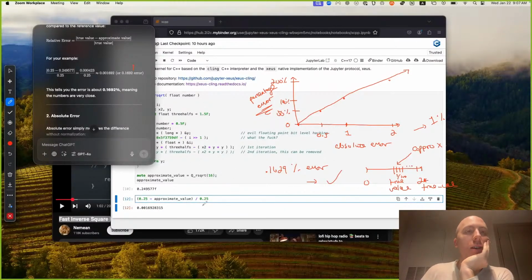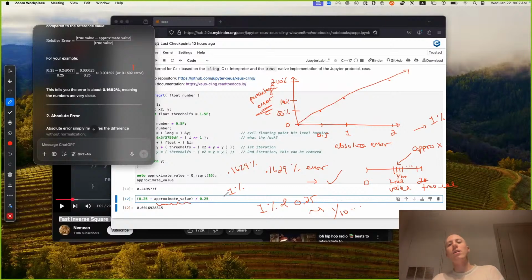Okay. So for this thing to be 0.1629%, we just talked about 1%, this is a tenth of that. So you basically take 1% of 0.25, and that's some number, and then you take a tenth of that, and that's how close this approximate value is. That's pretty dang close. It's like 0.24 or something.